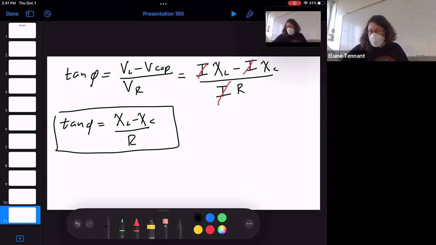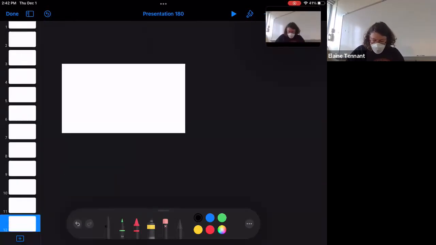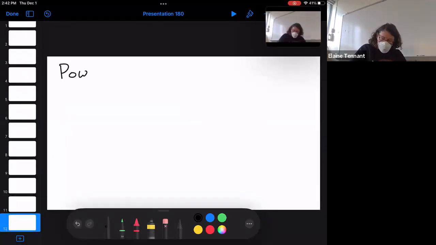I would like to talk about power and why we care about that phase angle. So, power. First off, let me get resistors out of the way, because power is going to be weird with the capacitor and the inductor, because they're not burning energy, they're just saving it for later. So they're doing weird things with the energy in this circuit.